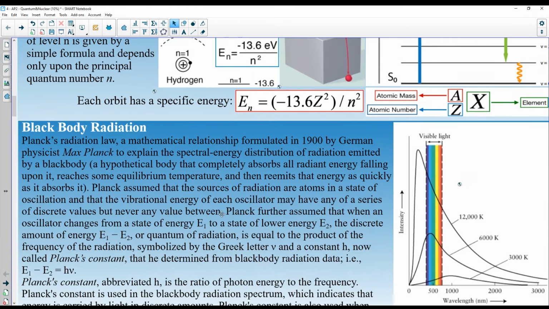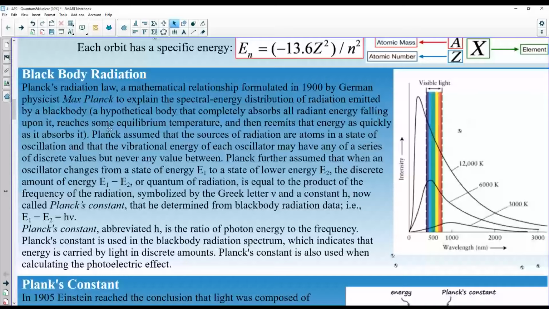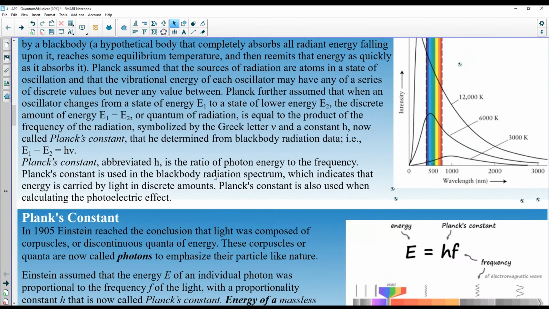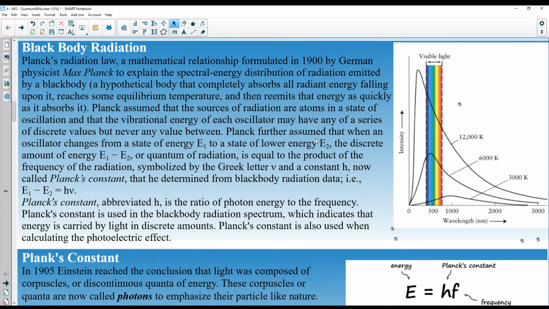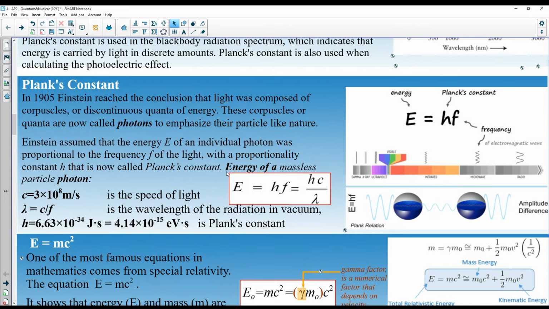I'm going to come back to this one in a minute. There is a video that explains this concept even better than I probably will explain to you. So I'm going to touch on a few videos for black body radiation. And I want to talk to you about the quantum, the Planck constant.